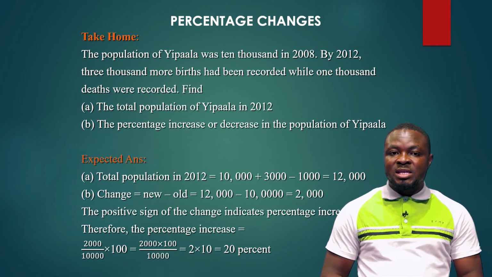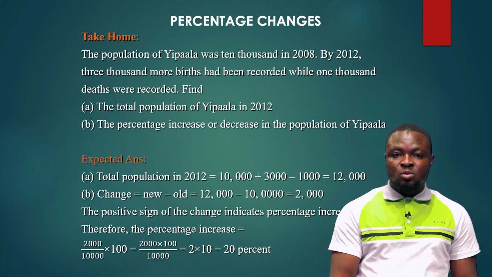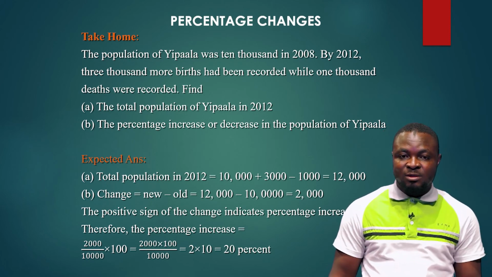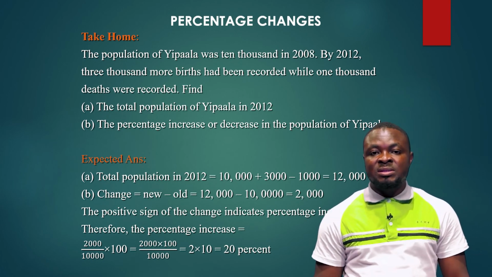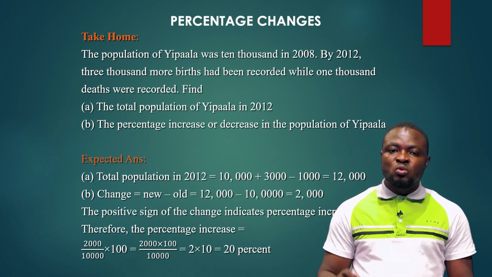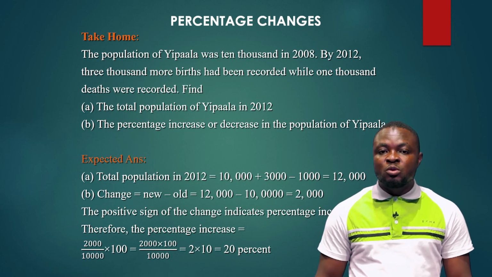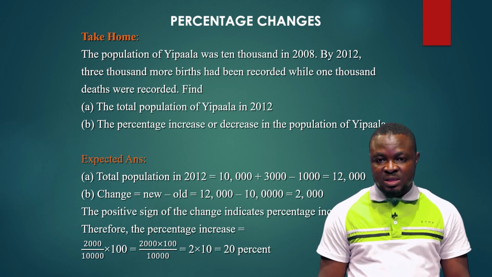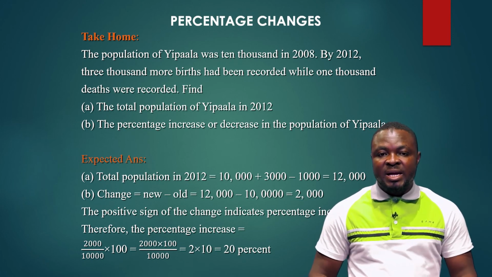That's why the next question says, find the percentage increase or decrease in the population of Yipala. So once we know the margin of change, which is 2,000, by taking the current one, which is 12,000 minus the previous, which is 10,000, you get 2,000 persons in the community. So take 2,000, divide by 10,000, multiply by 100. If you reduce it, like we have done in the previous cases, you end up with 20%, meaning the population has increased by about 20%.